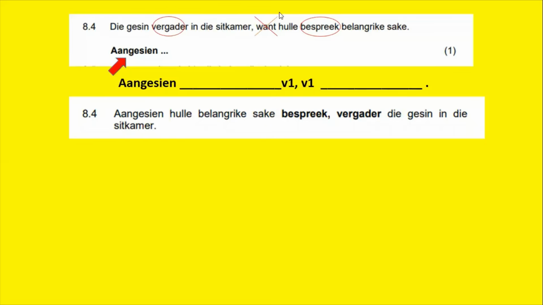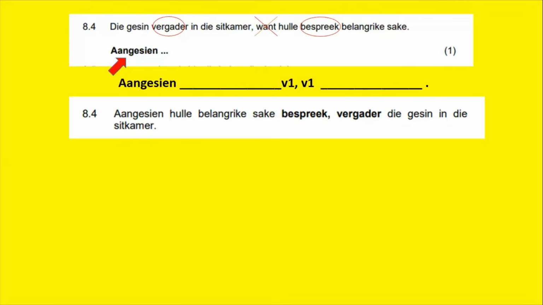Okay, let's see. Aangesien, and then we go here. Let me just fill it in. Hulle, belangrike sake, bespreek. Then the next verb. Vergader, and then we just fill in the rest. Die gesin in die sitkamer. Okay, easy. Our verb falls away, but like all the others. And then remember the format. And the format is very easy.